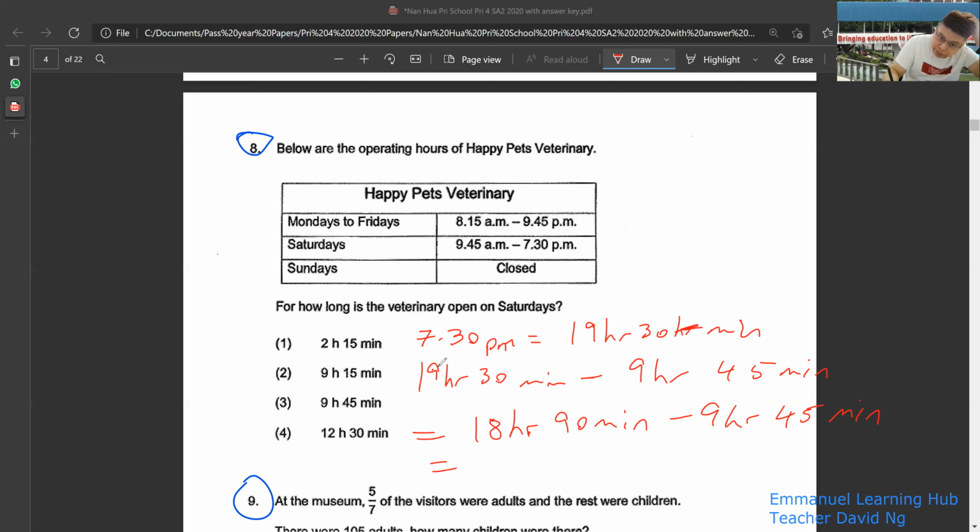Understand the logic? Yes. So I borrow 60 minutes, right? 30 plus 60 is 90 minutes. So 90 minutes minus 45 minutes equal to 45. 18 hour minus 9 hour is how much? 9 hours. So what's the answer? 9 hours and 45 minutes. That's how you get 9 hours, 45 minutes. You understand now how to do? Yes.